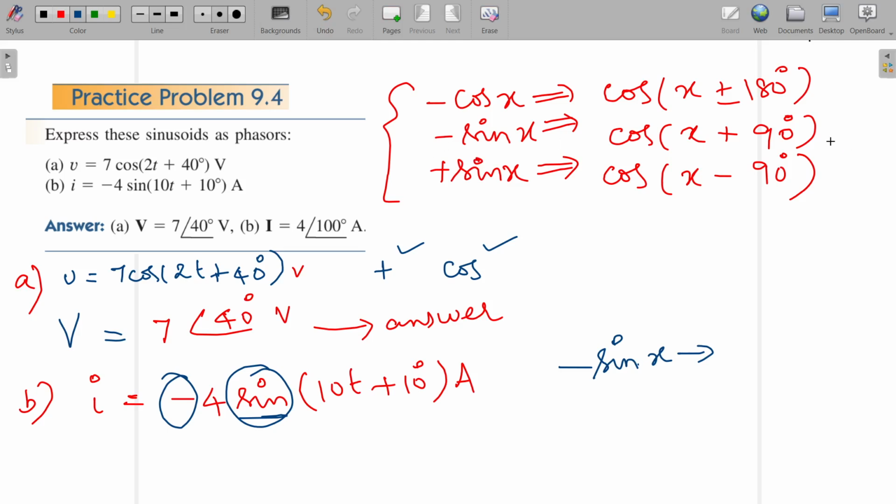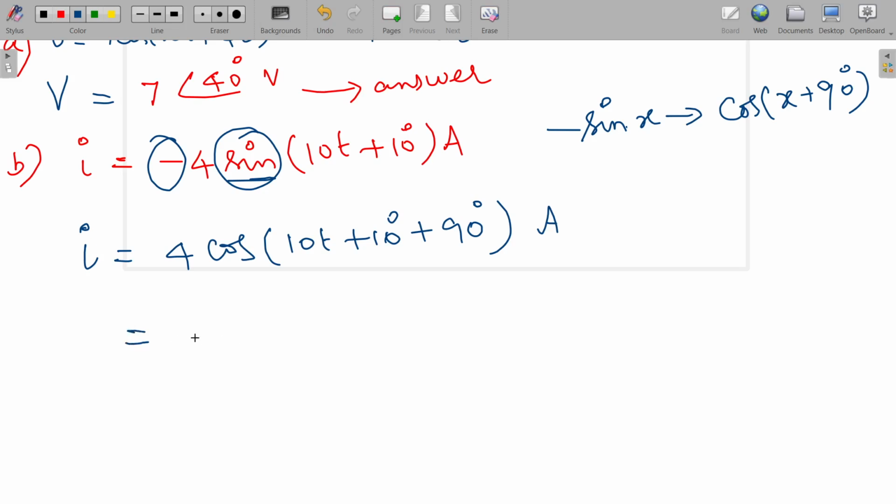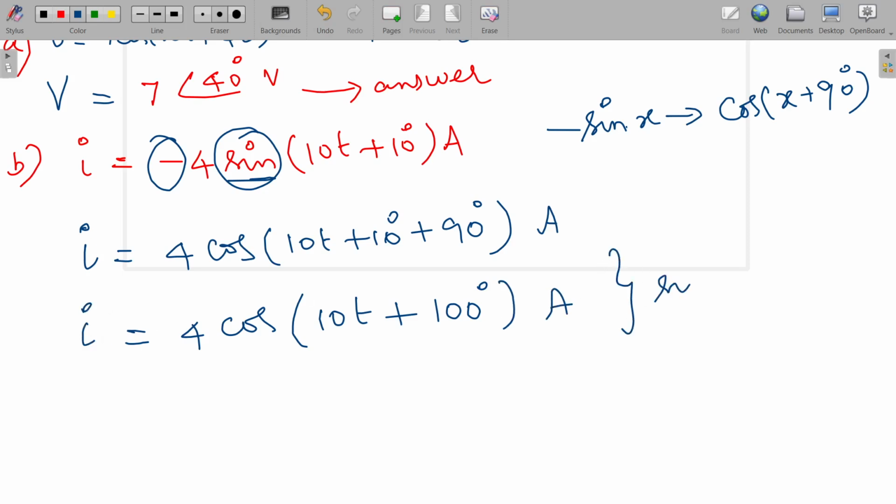Which formula would you go for? The second formula is applicable here, right? That is equal to cos of x plus 90 degrees. So minus 4 sine is now converted into plus 4 cos of 10t plus 10, this is your x, plus 90 degrees you have to add there. So this is equal to 4 cos of 10t plus 100 degrees in amps. Now it is in the proper sinusoid form to convert into phasor form. Now we can easily convert this into phasor.